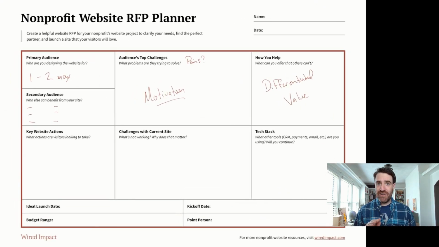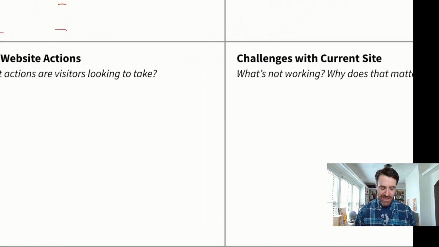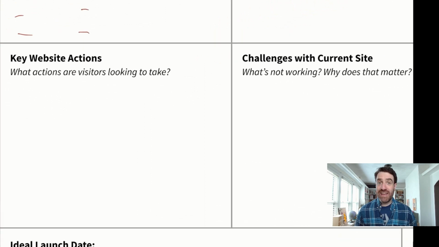A lot of organizations at this point will jump right into listing out features, but it's actually much more helpful if instead of features, you focus on these key website actions. And then ultimately, you can use that to inform the features that you build, but features are just a means to an end. So start with these actions, and then you and your website partner can work backwards to figure out what features are going to get your visitors there.